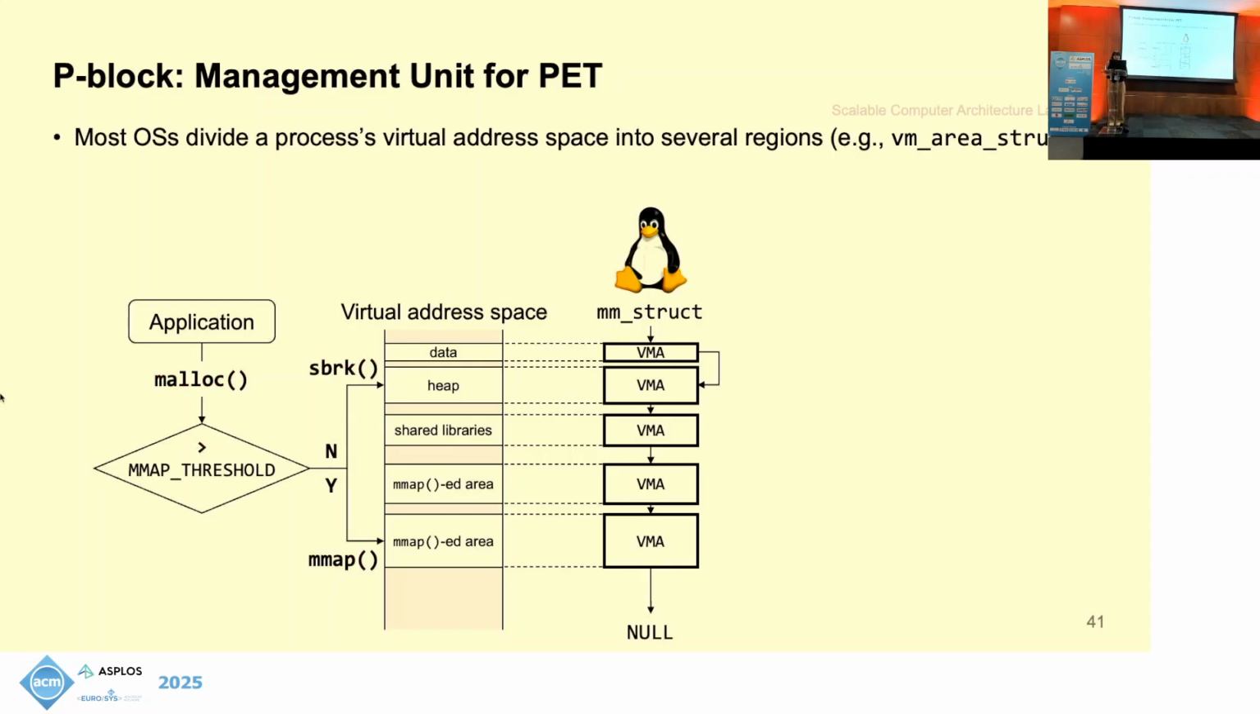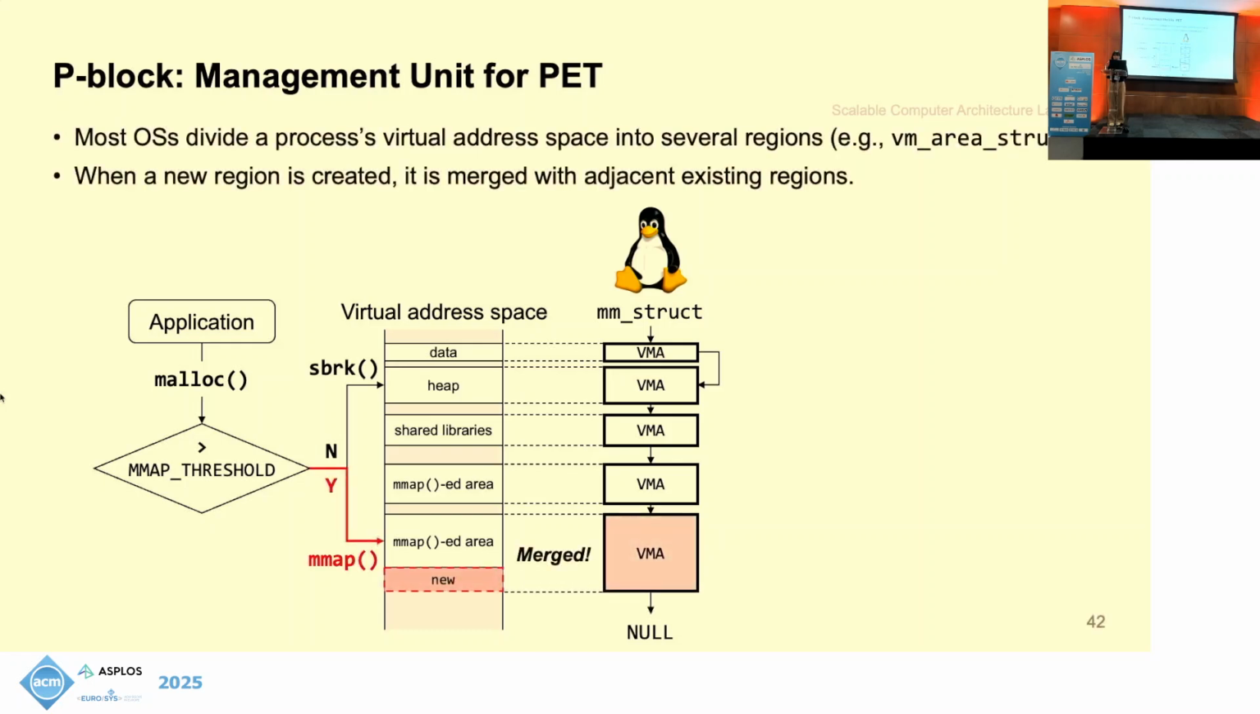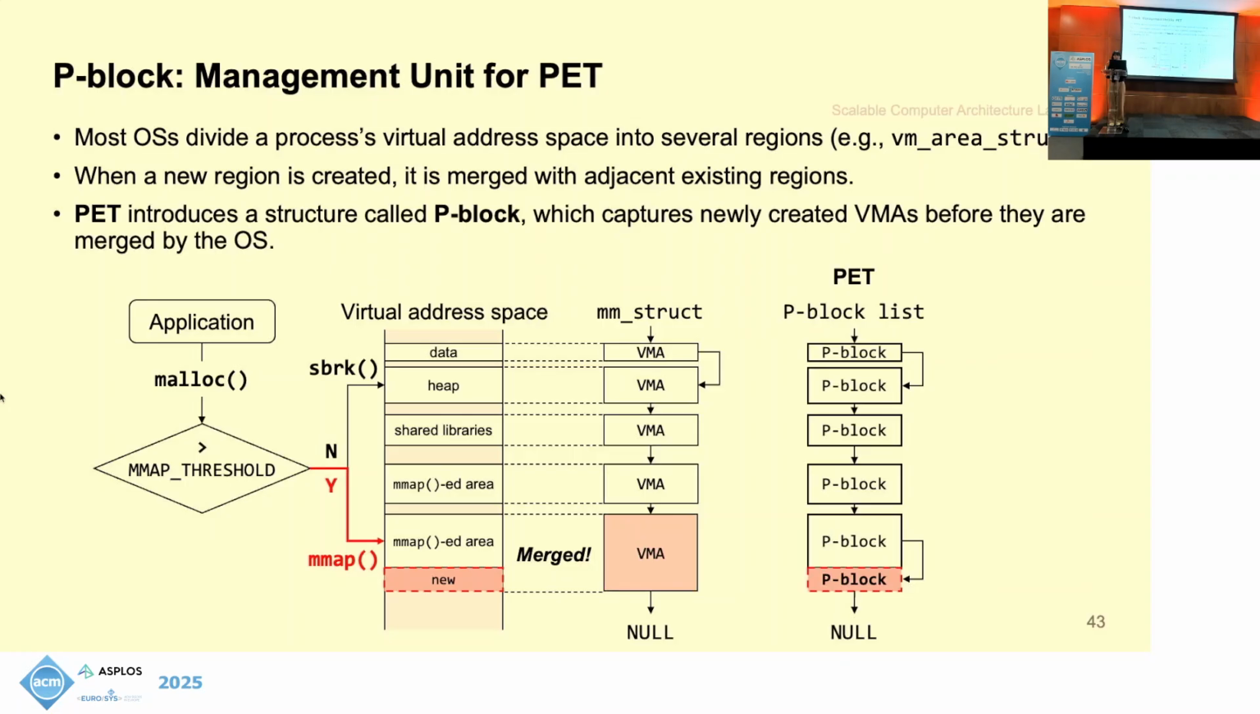Most operating systems divide a process's virtual address space into several contiguous, non-overlapping regions. In Linux, these regions are represented by vm_area_struct. Since these regions are created as applications or memory allocators request memory, they effectively represent the units in which memory is allocated. When a new region is created, the operating system merges the newly created region with adjacent existing regions. However, PET captures the unit of the generated VMA into an additional structure before merging. We named this additional structure pblock.